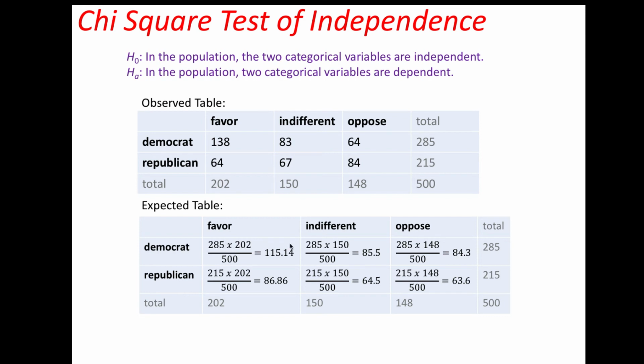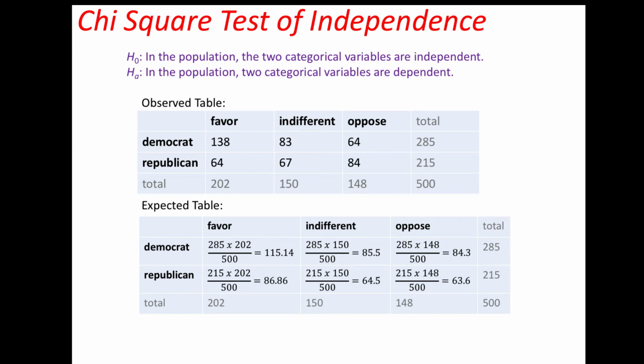So 285 in this case, which is the marginal total for this row. Okay, so there's 285, 285, 285. You multiply that by the column total. So 202 in this case, 150 for this one, 148 for that one. And then you divide it by the overall total, which is 500. So that's this value here. You do that for each cell. Okay, so this one is 215 because of that value, and 202 because of that value. They're all divided by 500. This gives you the expected count.